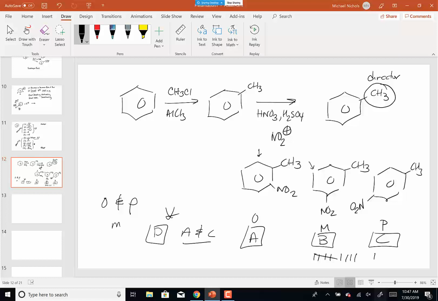When you get ortho and para products, how do you determine which you get more of? Well, I'm not concerned about whether I get more ortho or para products. But what would be your gut instinct in terms of what you think you get more of, ortho or para? Or you don't have a gut instinct? You said para? Why?